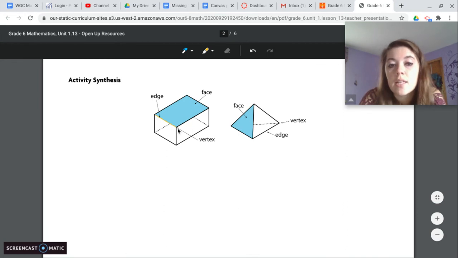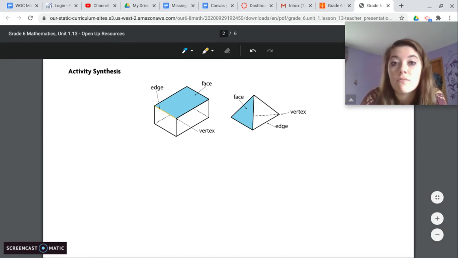So an edge, like it said, is where two faces meet. So all of these are edges. This is just one example. A face, those are the flat sides. And the vertex is the point where multiple faces meet. So here's a vertex, vertex, vertex, vertex. This is an edge, edge, edge, edge, edge. Lots of edges and vertexes in here.